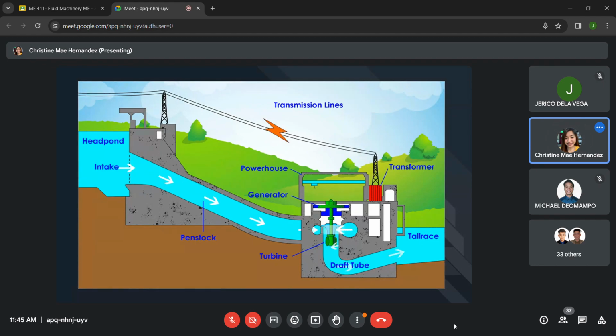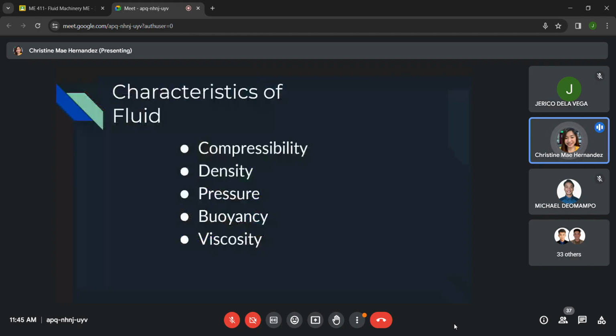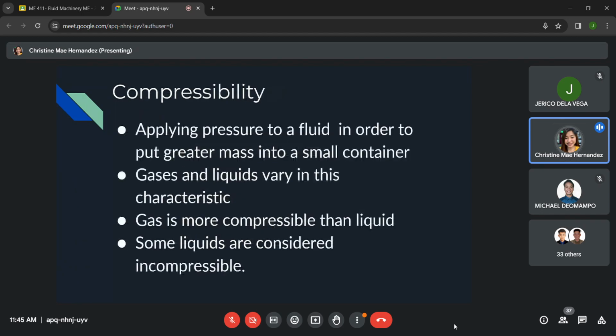Okay? So, next, characteristics of fluid. There are 5: compressibility, density, pressure, buoyancy, and viscosity. So, compressibility: applying pressure to a fluid in order to put greater mass into a smaller container. Gases and liquids vary in these characteristics. Gas is more compressible than liquid, but some liquids are considered incompressible.